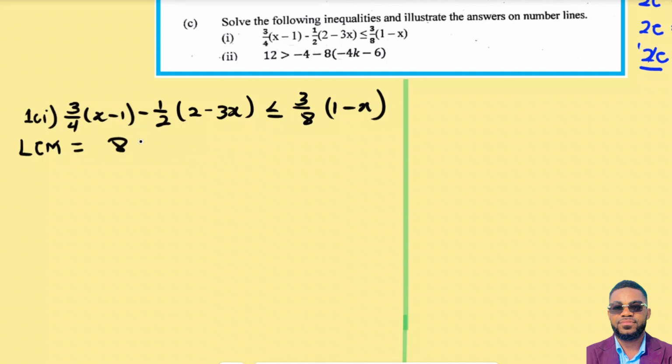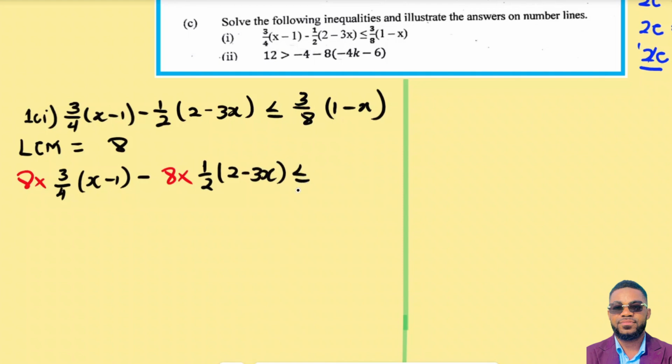So make sure that you've multiplied this 8, which is the LCM, by all the terms that we have here. Now we have 3 terms. The whole of this is 1 term, the whole of this, and out of that, another term. So we have 3 terms. So let's begin. We have 8 multiplying 3 on 4 into bracket x minus 1. Now we have to multiply 8 by this one too. Don't forget about the sign, which is minus. We have 8 multiplying 1 on 2 into bracket 2 minus 3x.